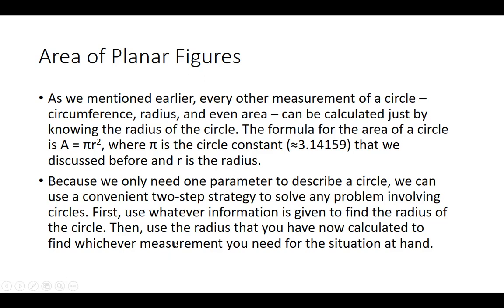Because we only need one parameter to describe a circle, we can use a convenient two-step strategy to solve any problem involving circles. First, use whatever information is given to find the radius of the circle. Then, use the radius that you have now calculated to find whichever measurement you need for the situation at hand.